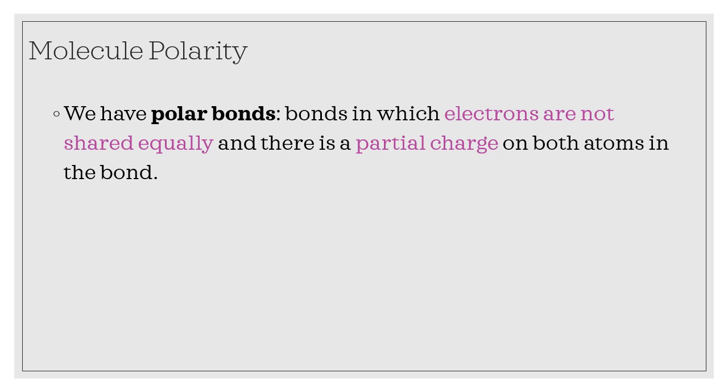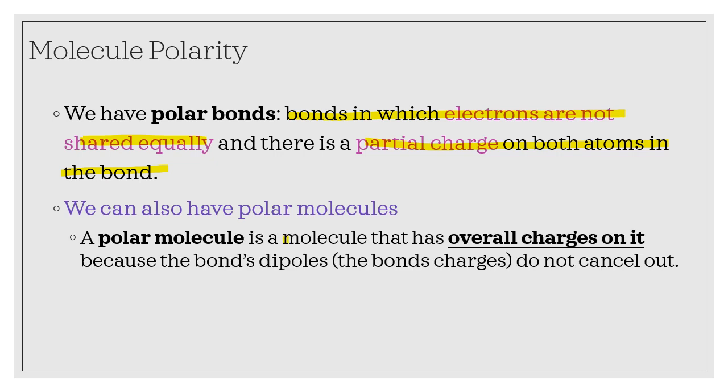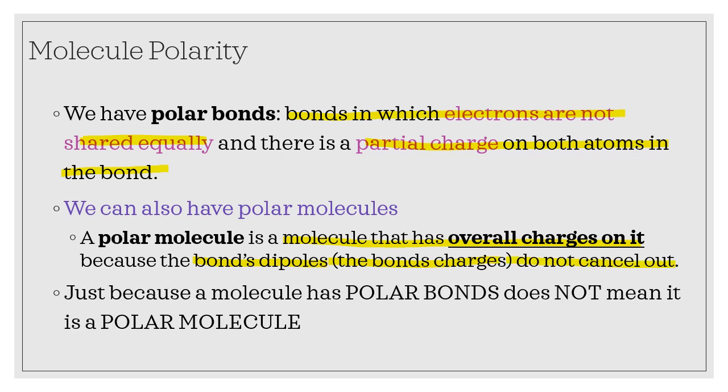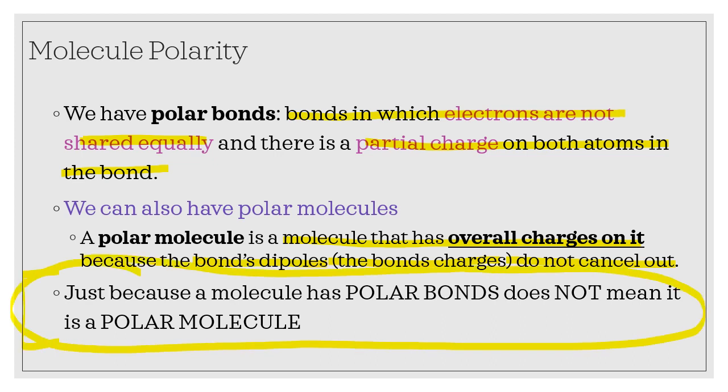So now, moving on. How do we figure out if a molecule is polar or not? So we have polar bonds, a bond in which electrons are not shared equally, and there's a partial charge on both atoms in the bond. We also have polar molecules. A polar molecule is a molecule that has overall charges on it. So the molecule in general has a charge because the bonds' dipoles, or the bonds' charges, do not cancel out. And something important, star this, circle it. Just because a molecule has a polar bond does not mean it will be a polar molecule. There's a big difference between that.